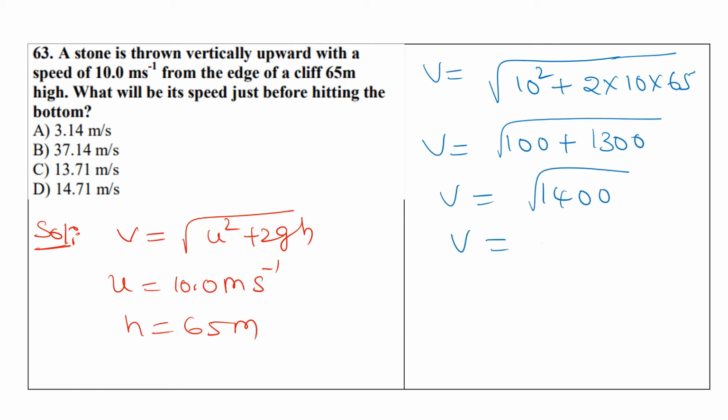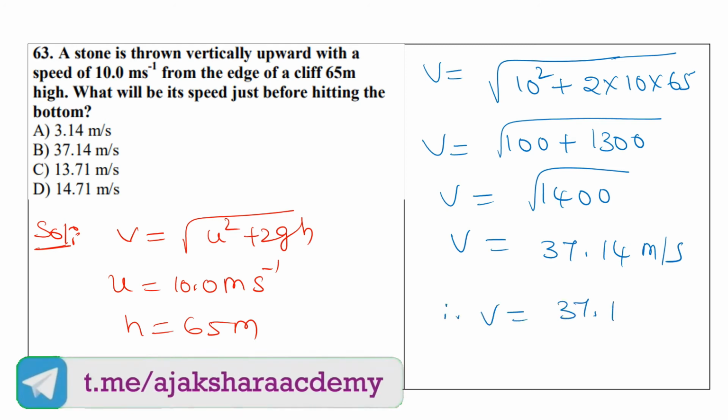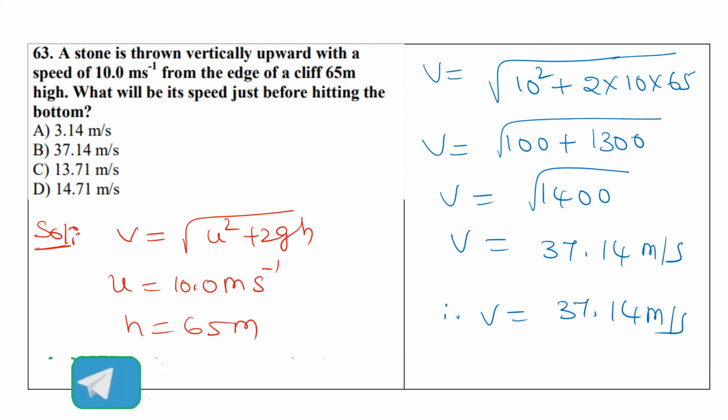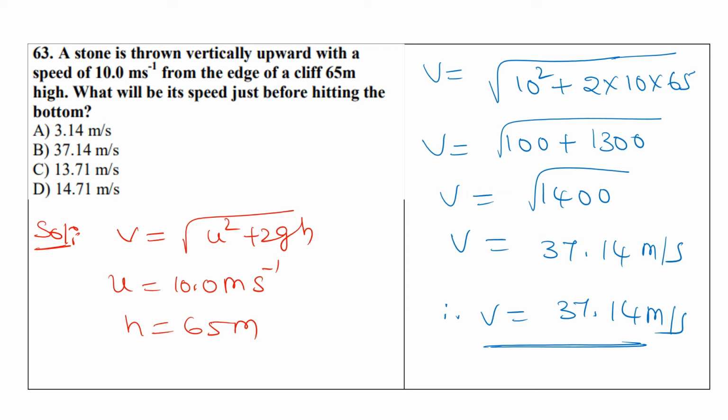This is approximately 37.14 meters per second. So therefore v is equal to 37.14 meters per second. Okay. Next we will go to the next question.